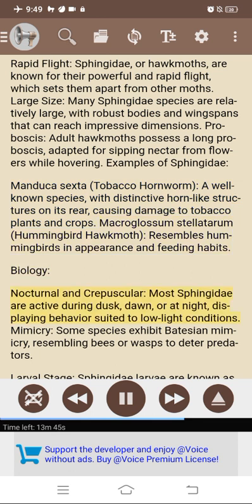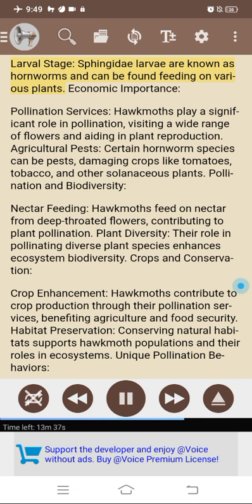Biology. Nocturnal and crepuscular. Most Sphingidae are active during dusk, dawn, or at night, displaying behavior suited to low light conditions. Mimicry. Some species exhibit mimicry, resembling bees or wasps to deter predators. Larval stage. Sphingidae larvae are known as hornworms and can be found feeding on various plants.